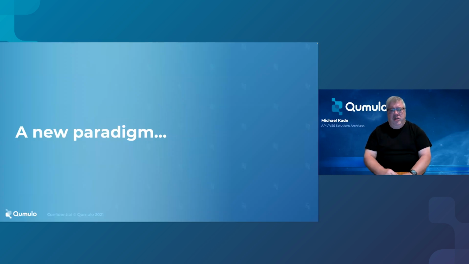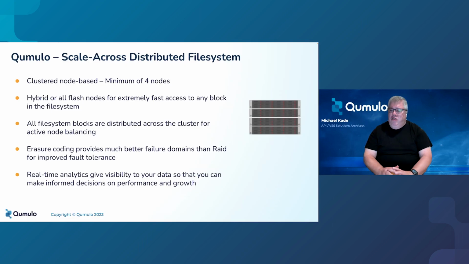So let's talk about Qumulo, what I call the new paradigm. Qumulo is a clustered distributed file system where we start with 4 nodes as a minimum, and we can grow to hundreds of nodes. All data is striped across all the nodes. We do this intentionally because as we're doing it, we're load balancing, and we're using a new type of algorithm called erasure coding that is much better in terms of failures than RAID 5 or RAID 6. It protects against entire node failures.